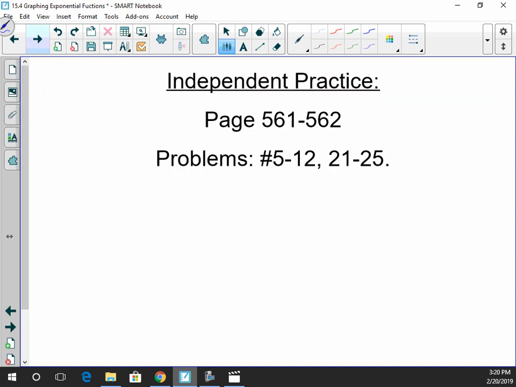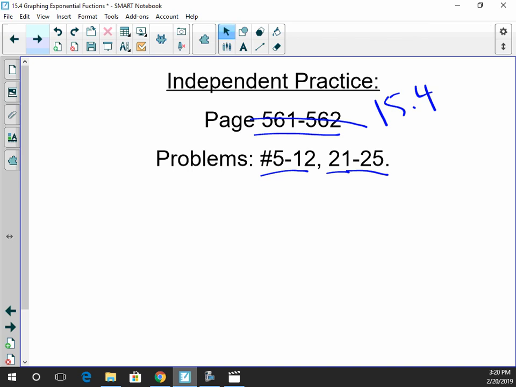Your independent practice for today is in 15.4. You'll find these homework problems in 15.4. You don't care about page numbers because you have an online textbook. And you can do problems 5 through 12, number 21, and number 25.